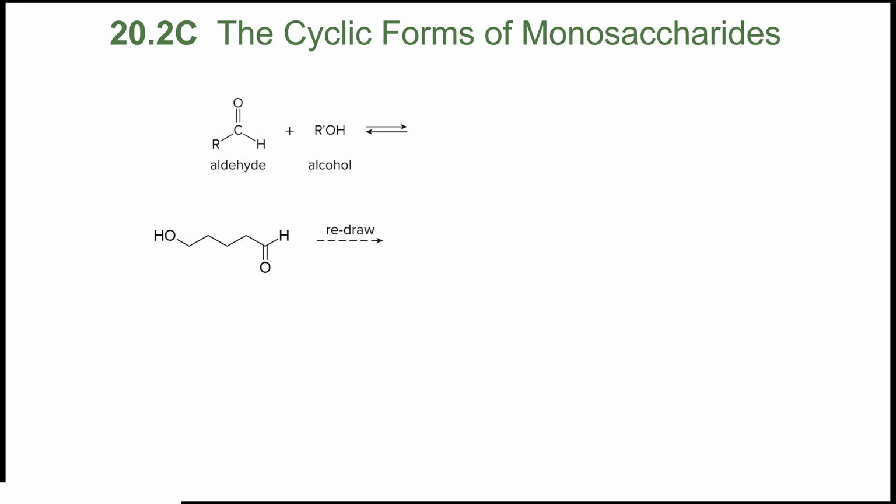A couple of slides ago, we saw that there were some cyclic forms of sugars, and we can now learn how to draw them. In order to do that, we have to give ourselves a refresher on how to draw acetals. If you remember back to our ketone and aldehyde chapter, we have an aldehyde plus an alcohol, and we're going to draw a hemiacetal.